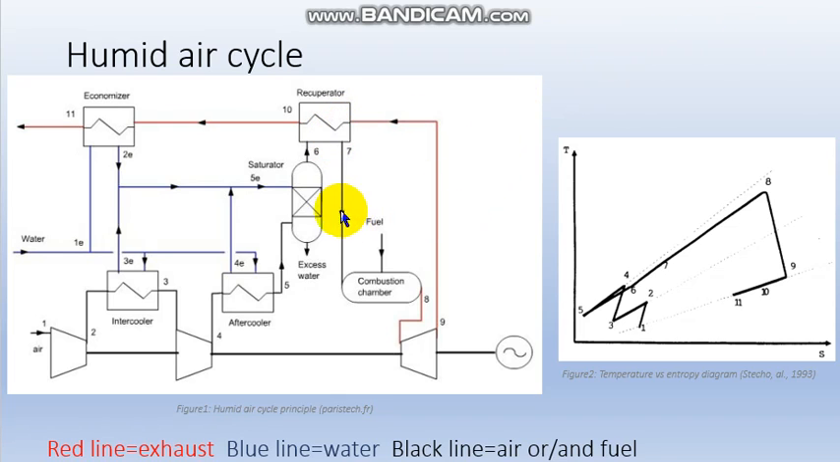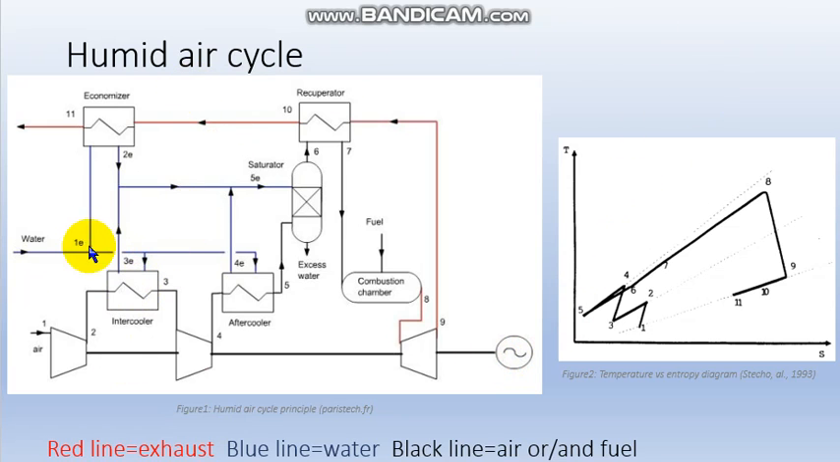To get most of the energy from the exhaust gas, the recuperator, which is a gas to gas heat exchanger, takes the gas coming from the saturator or evaporator, and it absorbs heat from the exhaust gas and then goes into the combustion chamber, where it meets with the fuel and produces steam, which turns the turbine, and then it produces the power.